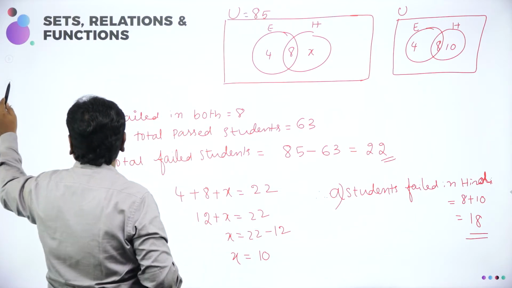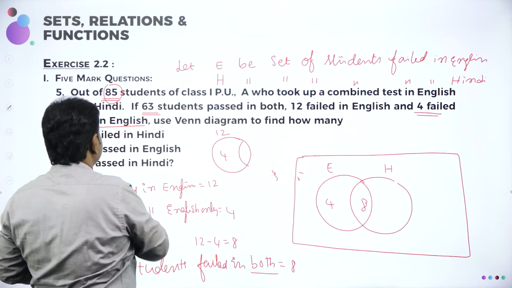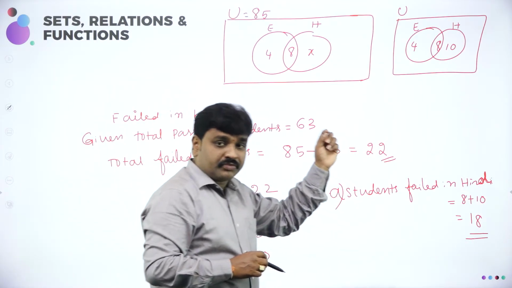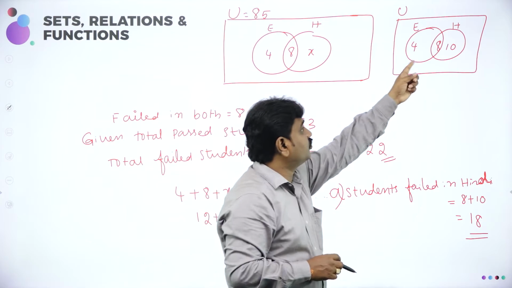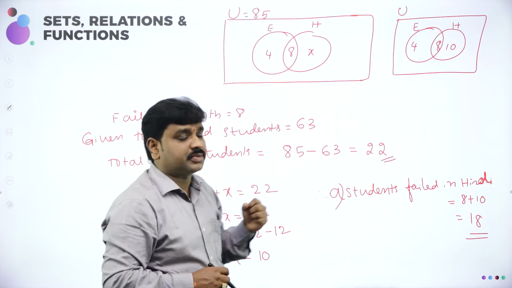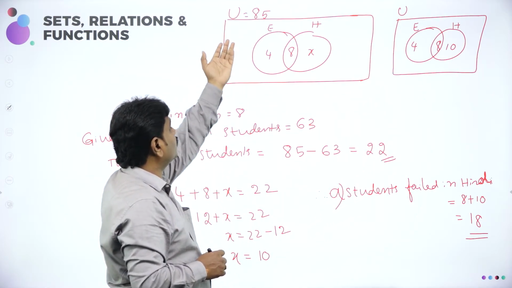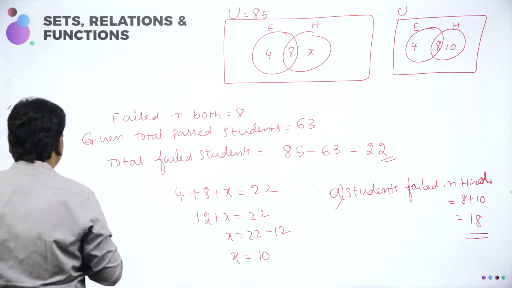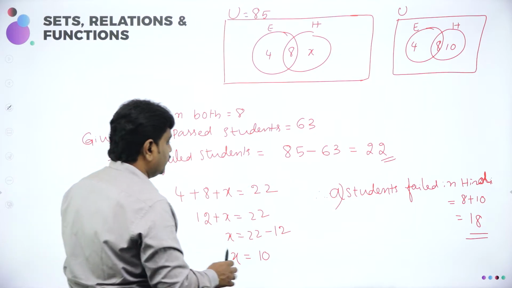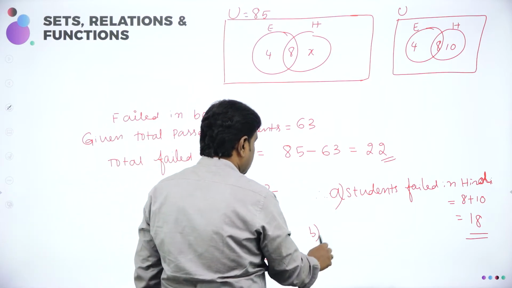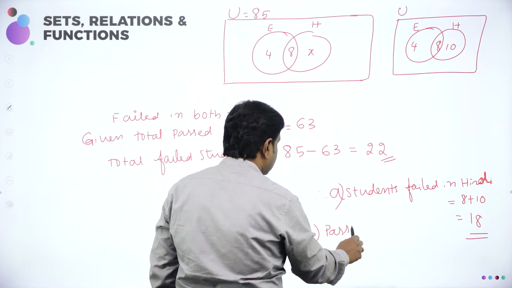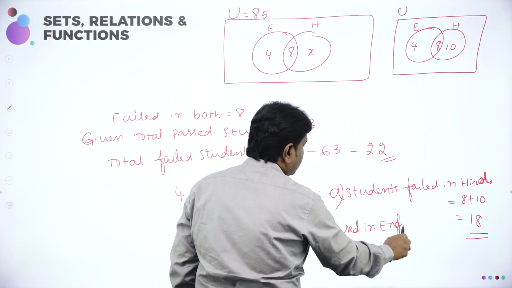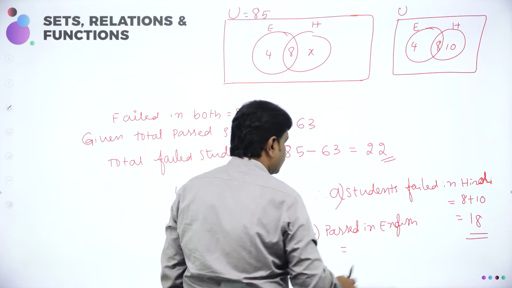Now the first part we have done. What is the answer from the Venn diagram? 18. Now failed in English is 12. Passed in English means out of the total 85 students, how many passed? You remove the failed ones and you will get it. So now question B, passed in English. How many students passed in the English exam?